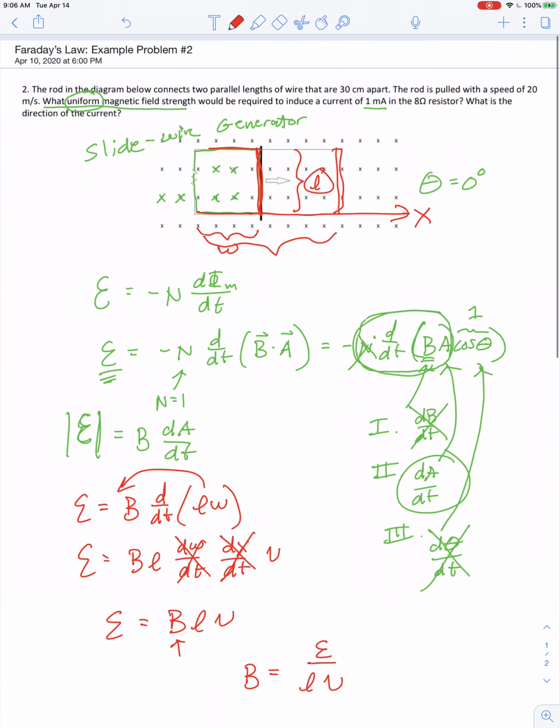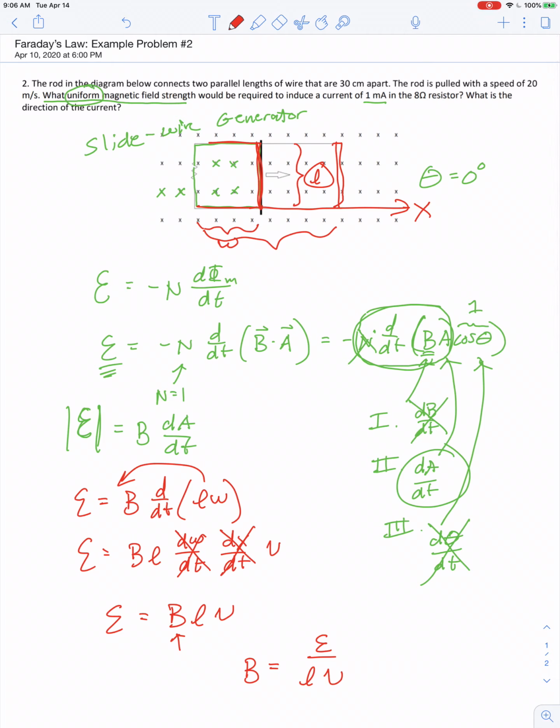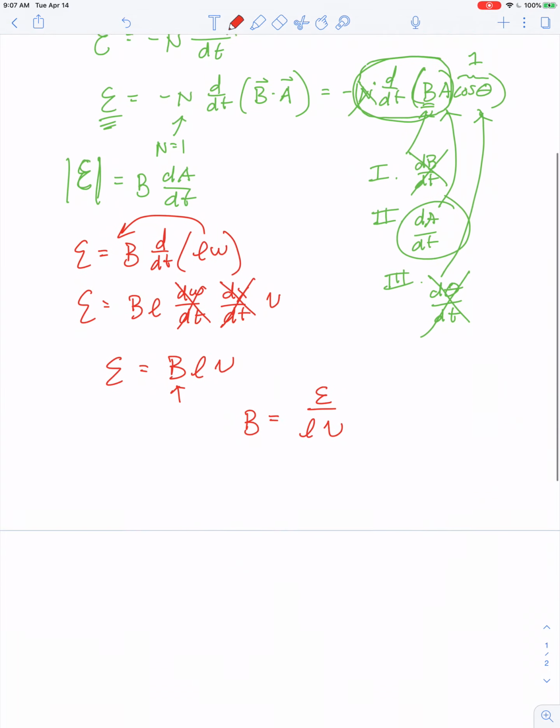Let me see how many of those values are given. The velocity is given as 20 meters per second. The length of the rod is given as 30 centimeters. Oh, and we're not told the EMF, we're told we have a current of 1 milliamp going through an 8 ohm resistor. So by Ohm's law, V equals IR. So if you multiply 1 milliamp times 8 ohms, you get the induced voltage.